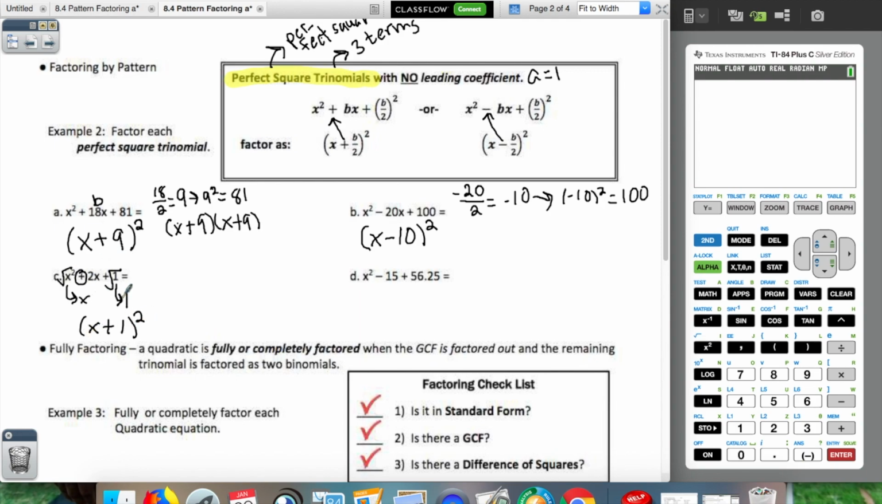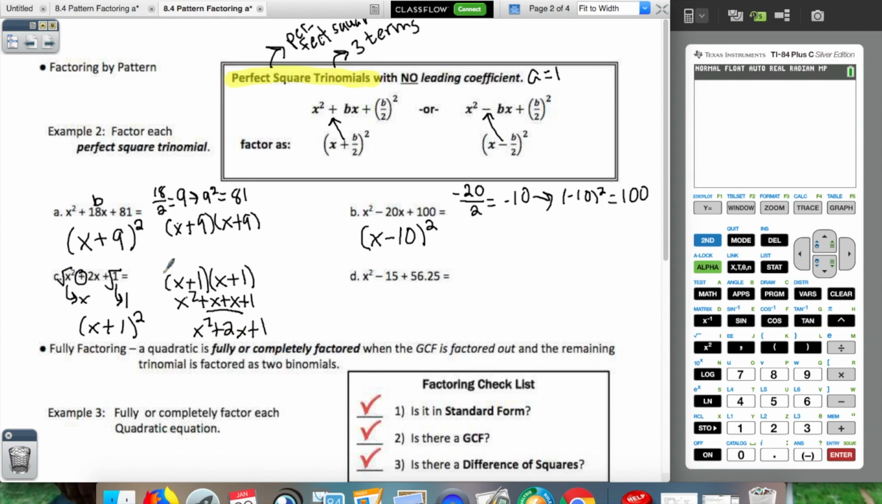Now we do want to check it. One way to check it is to FOIL it. So let's FOIL it. So we have x plus 1 times x plus 1. And what's x times x? X squared. So x times 1, that would be just x. 1 times x would be another x. And 1 times 1 would get me 1. So do we have terms we can combine? Yes, we have x and x, which will leave us with x squared plus 2x plus 1, which is what we got originally.